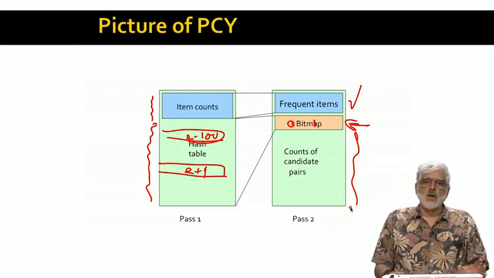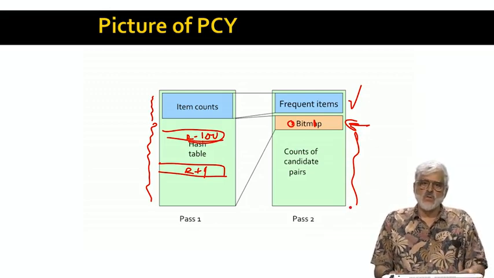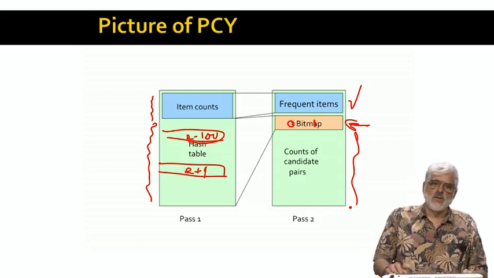That's, of course, this area. But we hope that because the bucket counts will eliminate most of the candidates that a priori would have to handle, there will be many fewer pairs to count on the second pass. If that is the case, then the PCY algorithm might be able to operate in main memory on the second pass, while a priori would run out of space or have to use disk.